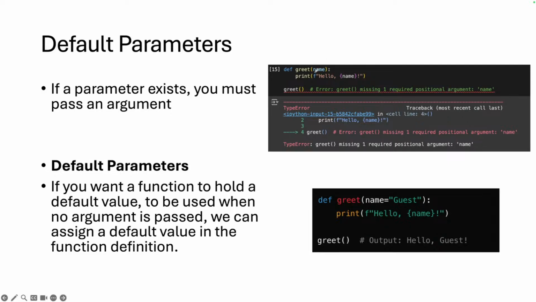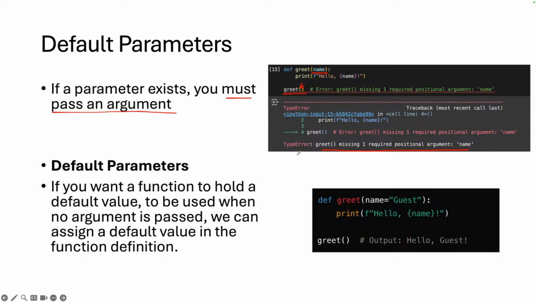When a parameter does exist, like this, if we say def greet name, you must pass an argument. So for example, what we couldn't do here, you'll get an error if you try to call greet and oh no, we didn't pass an argument for our parameter of name. So we have a parameter of name and we didn't pass an argument. And we'll get an error. It'll say, hey, greet is missing one positional argument, name. We didn't pass a positional argument when we called the greet function.